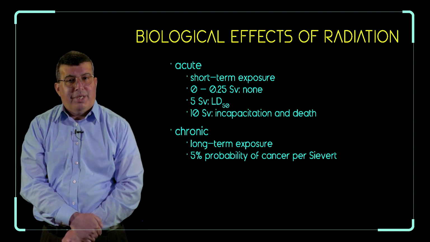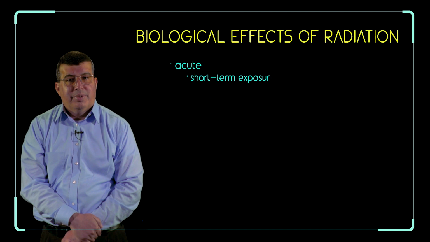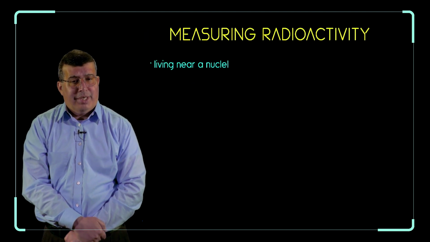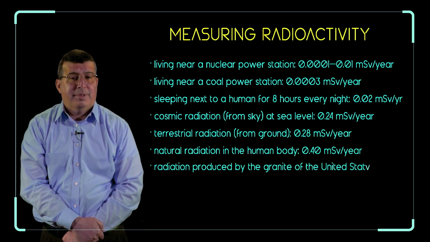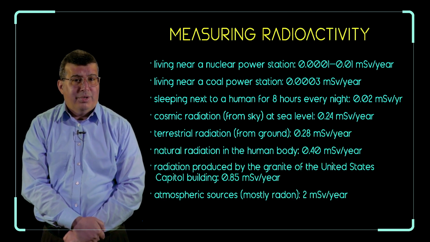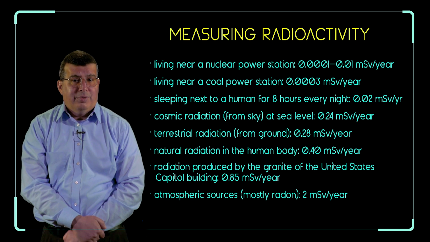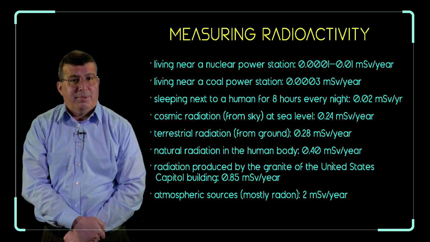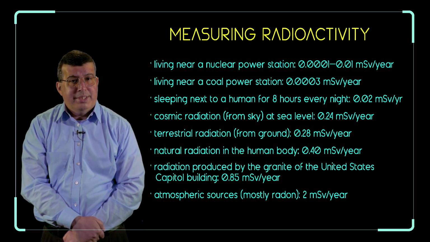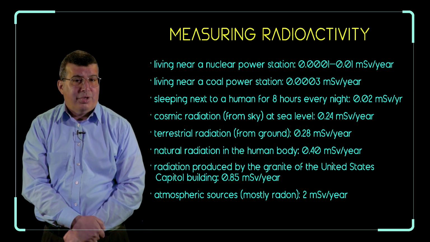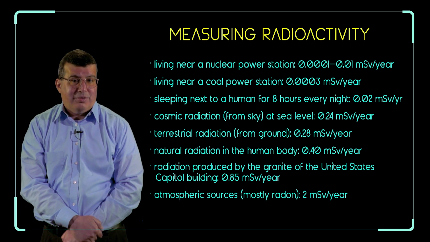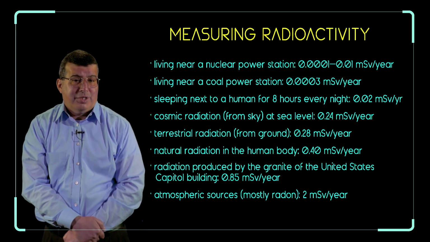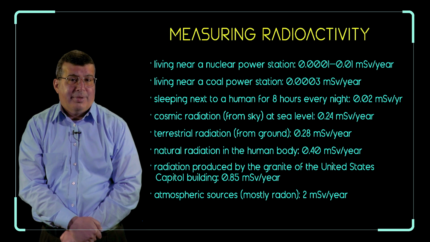Okay, where does this radiation come from? So here are some sources of radiation that you might be exposed to and the dose that you can expect to receive from them. Let's start with living near a nuclear power station. If you live near a nuclear power station, you can expect to receive something like 1/10,000th to 1/100th of a millisievert per year. So milli is 1,000th of a sievert. And so every year you can expect to receive a dose like that. That's from living near a nuclear power station.